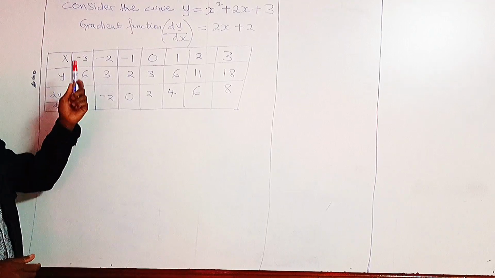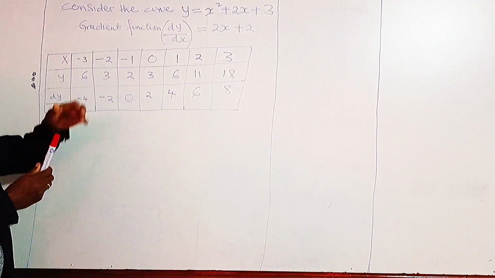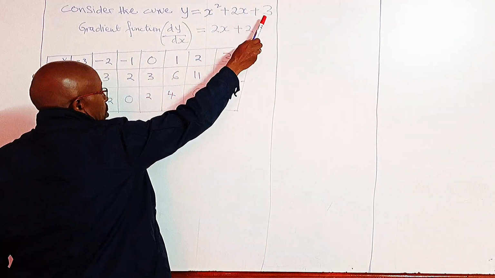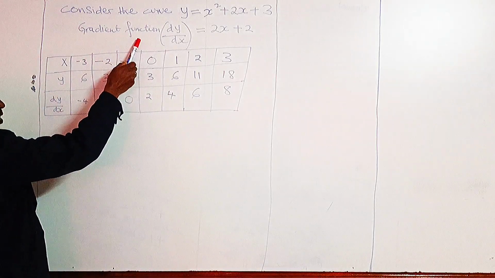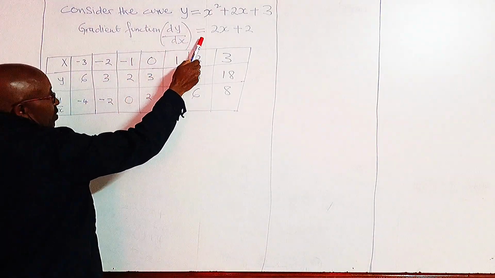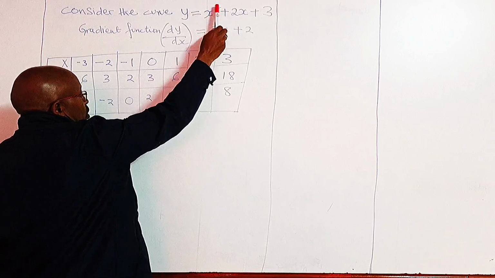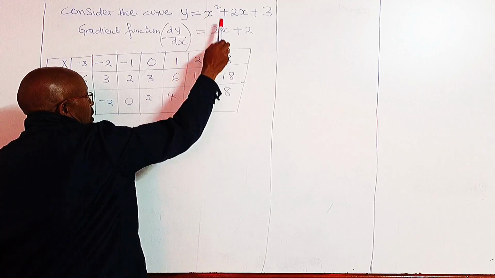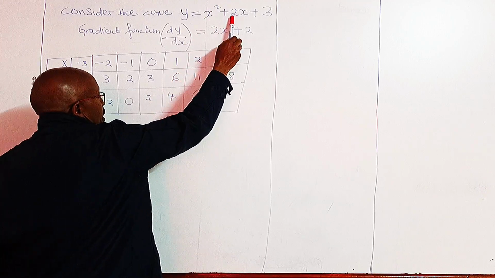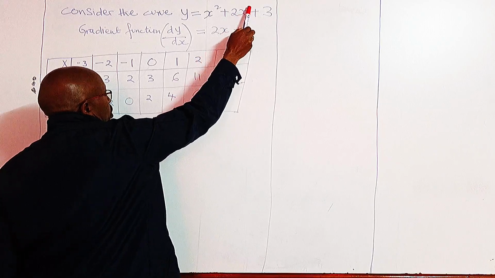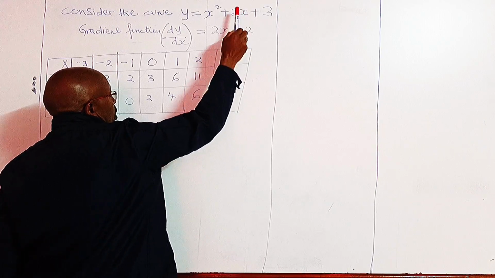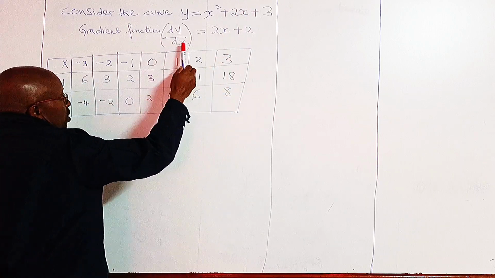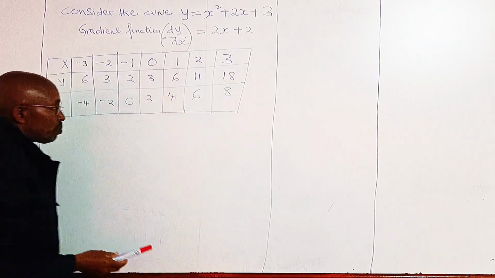We now move to stationary points. Consider the curve y is equal to x squared plus 2x plus 3. Our gradient function, that is dy/dx, will be given by: we multiply the coefficient of x squared by 2 to get 2, then we reduce the power of x by 1 to get 1, so we have 2x. Then in the next one we multiply the coefficient of x, which is 2, by 1, which is 2, then we reduce the power of x by 1 to give us 0, so we'll be left with 2. Therefore, our gradient function is 2x plus 2.